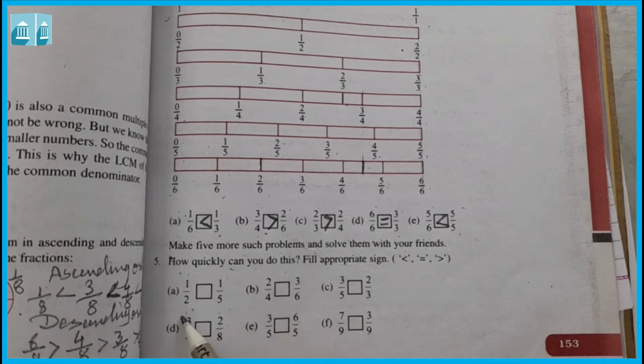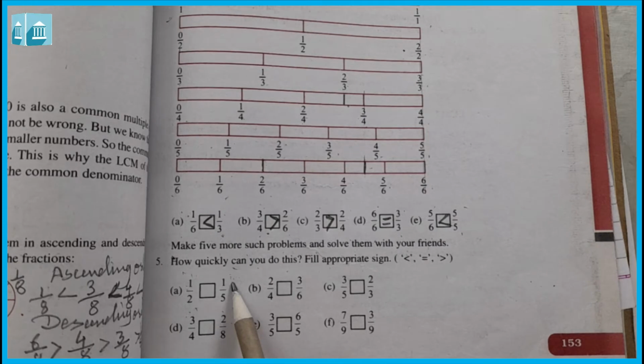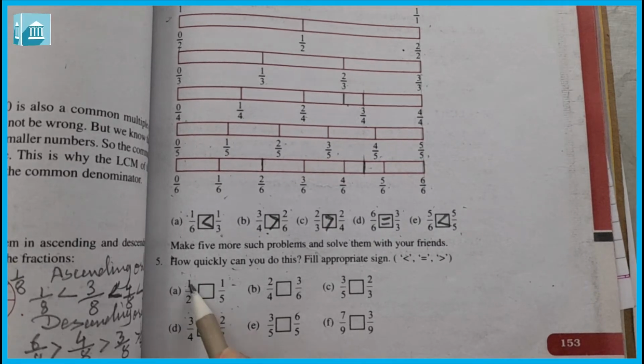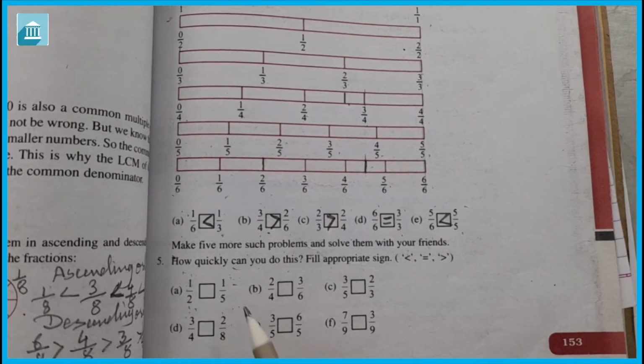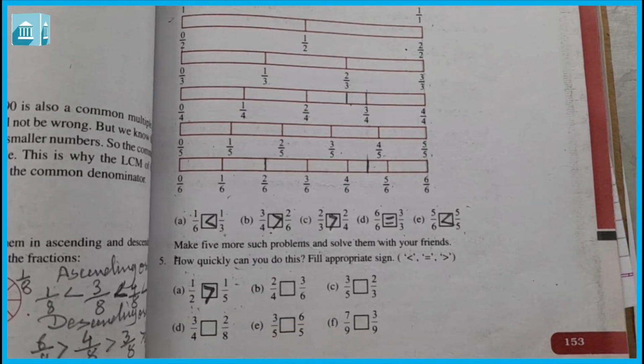Now here again the numerators are the same, and the denominators are different, so the fraction whose denominator is smaller will be greater. So we can say 1 by 2 is greater than 1 by 5.